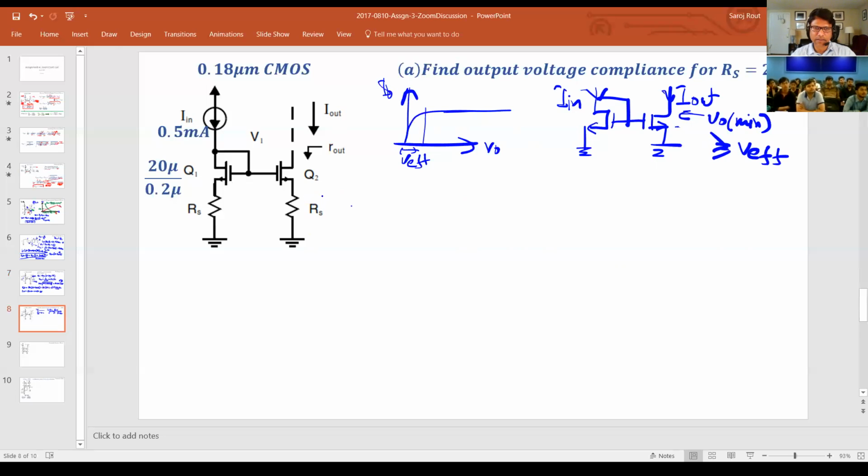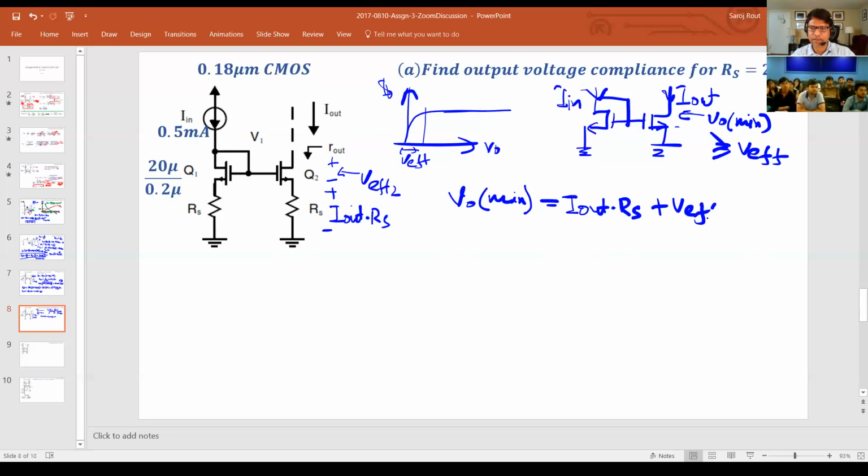So what is it for the RS? Now with RS, you can see that this voltage is I out times RS, and from here to here, that needs to be at least V effective 2, right? So in other words, V out minimum needs to be at least I out times RS plus V effective 2. So you have this extra headroom which is added. In other words, it's going to eat up your headroom from your circuit.